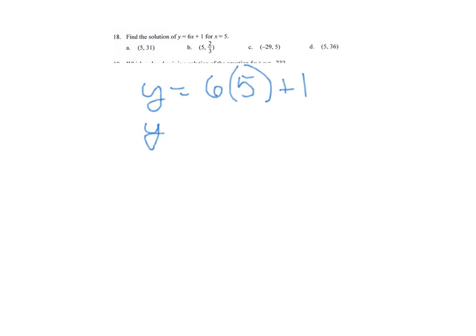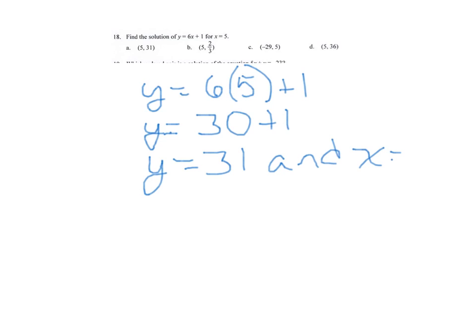Order of operations, please excuse my dear Aunt Sally. 6 times 5 is 30. Then we have plus 1. So y is equal to 31. So we look for y is equal to 31, and x we already said was equal to 5. Remember, your ordered pairs are in alphabetical order, so x and y. So we're looking for 5, then 31. That would be A. So our answer is A for that one.